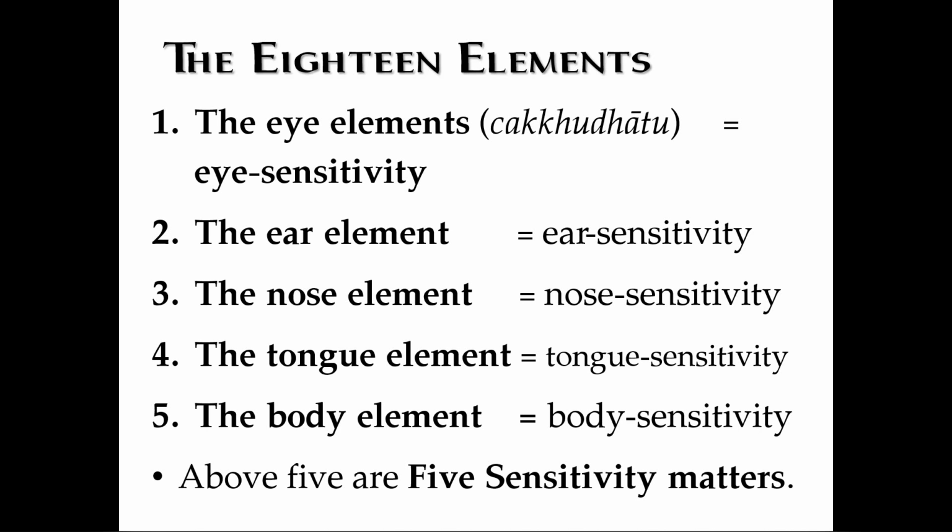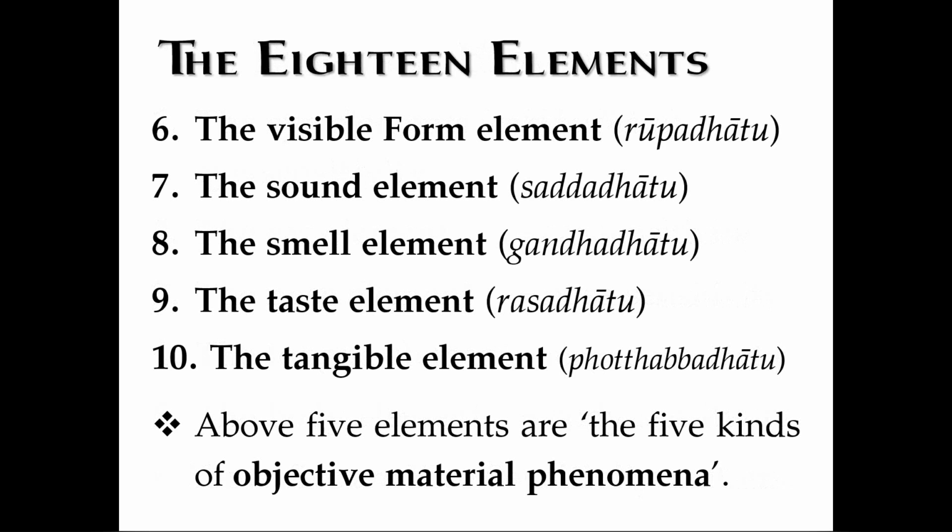So these are 5 sensitivity matters, and we have the visible form element, everything that you see. That is called the visible form element, rupa dhatu, the sound element, the smell element, the taste element, the tangible element that you can touch. These are called objective material phenomena. These are the rupa. So up to here, 1 to 10, all these are material phenomena.